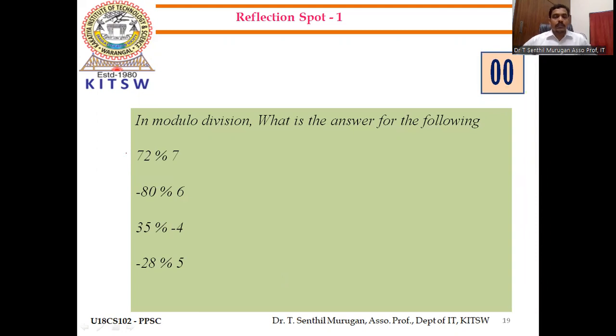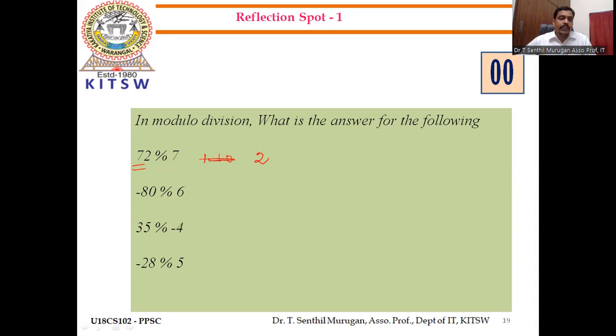See the answer. Here we are using the plus symbol, so directly we can write the plus symbol only. No need to mention any sign. 72 by 7, so the remainder is 2. Sorry, 2 is the answer. So remainder we will write. 2 is the answer. No need to mention any values.